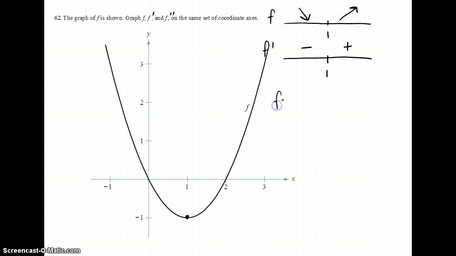Now let's look at concavity. This function is always concave up. Concave up means the second derivative is strictly positive, which means the first derivative is strictly increasing. So no points of inflection.